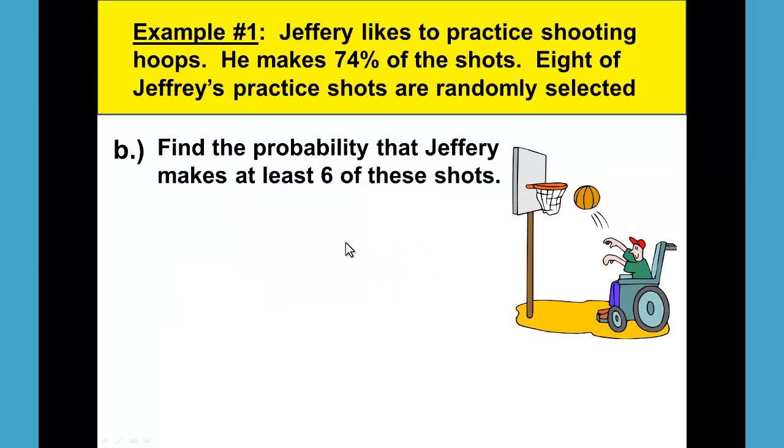Our example has Jeffery likes to practice shooting hoops. He makes 74% of the shots. 8 of Jeffery's practice shots are randomly selected. Find the probability that Jeffery makes at least 6 of these shots.